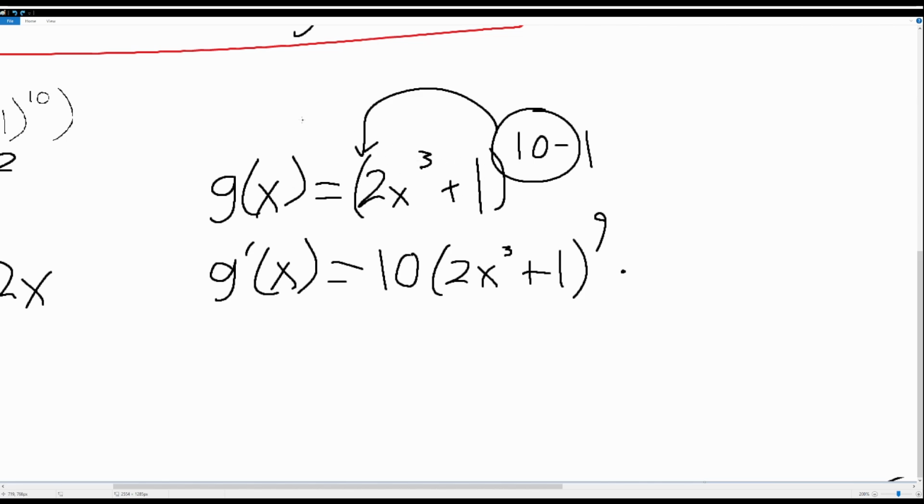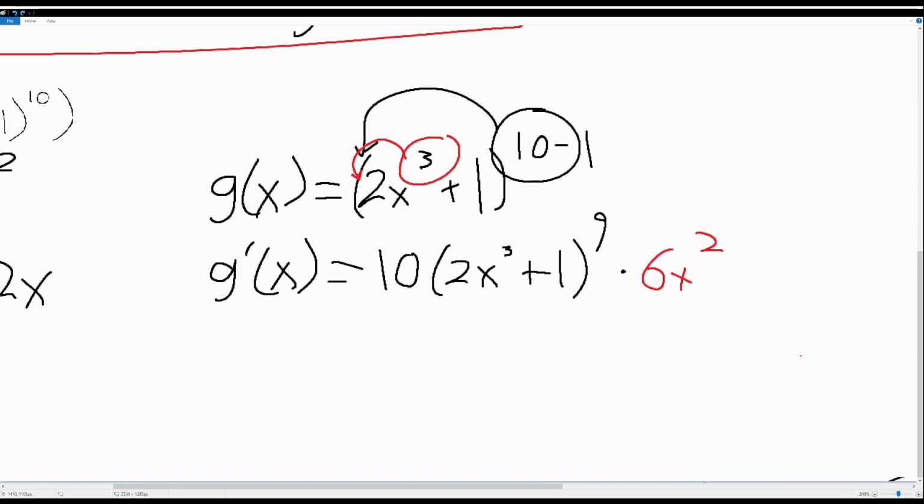So we have our 3 here. We're gonna drag this down in front of this 2, so we have 3 times 2, which is 6. Very cool. And we're gonna minus 1 from the exponent, so we have that 6x squared. 1 is just a constant, so that's just 0. Write that down if you want, I guess, but I don't want to do that.